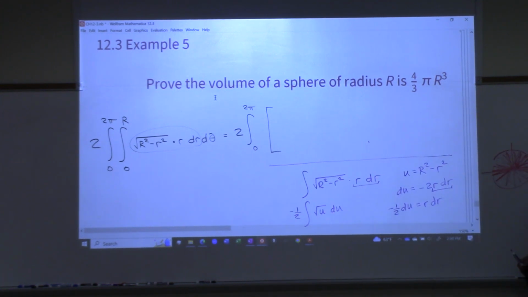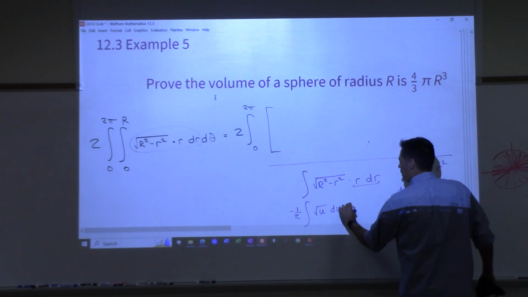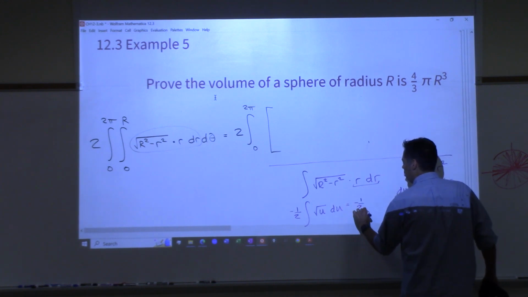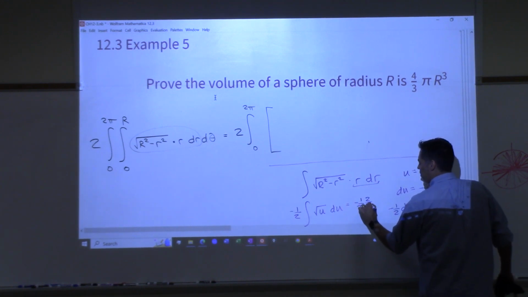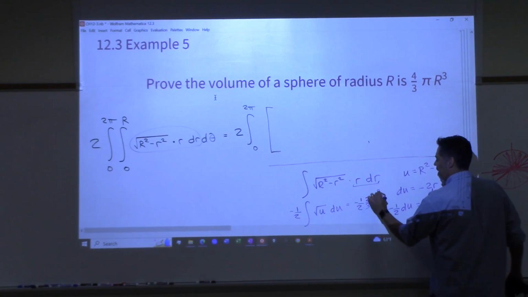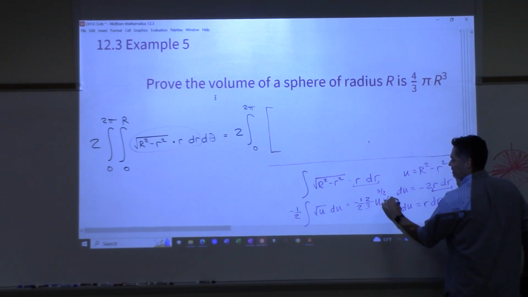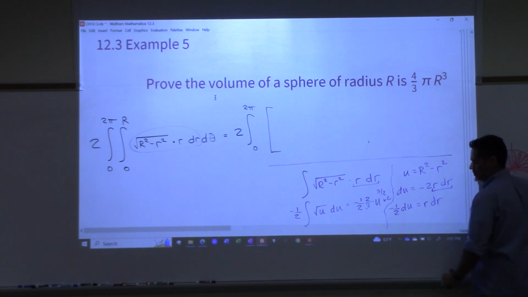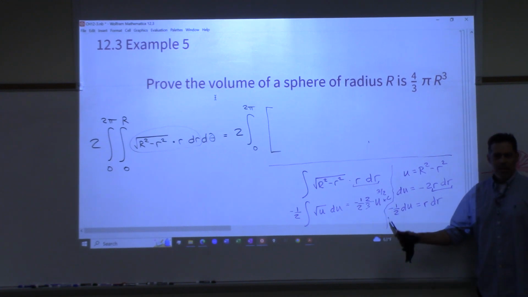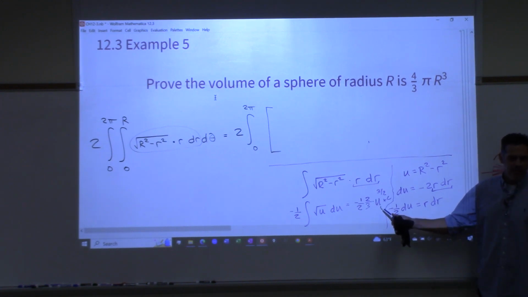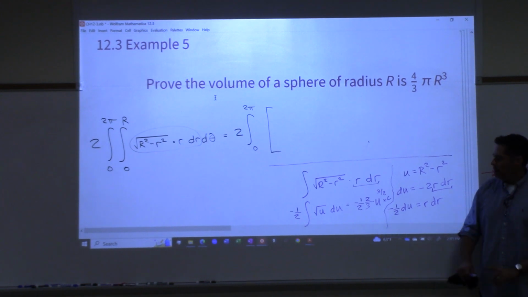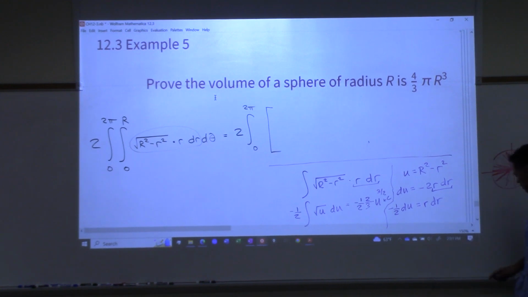And then the antiderivative of the square root of u is going to be 2/3 u to the 3/2. I still had a negative 1/2 in front. 2 times 3 u to the 3/2 plus a constant. That all ring a bell? Yeah? We want to talk about that more or no?